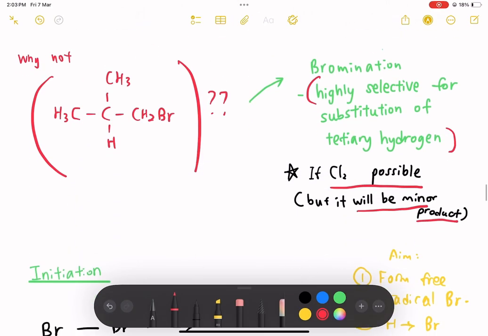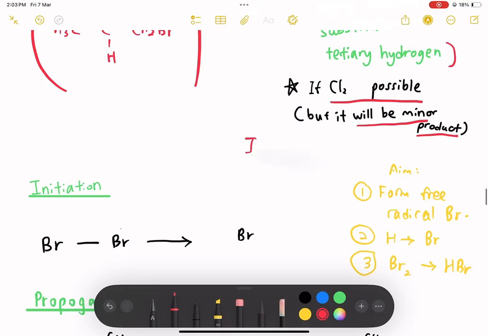So we will have three steps: IPT, initiation, propagation, and termination. And our aim will always be the same, either to form free radical Cl or Br. For this case it is Br, and H is replaced by Br, Br2 becomes HBr. So always remember, in initiation, we need to form the free radical. So one electron from the bond is directed to each Br to form two Br dot. Next, after we form the free radical, we take a tick.